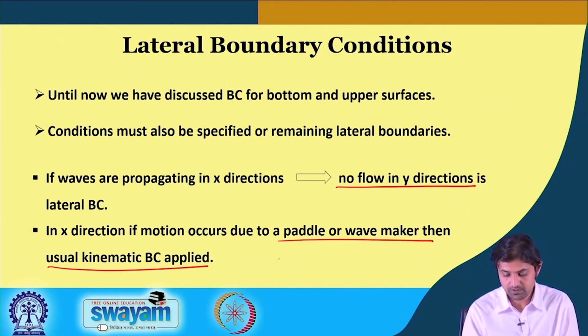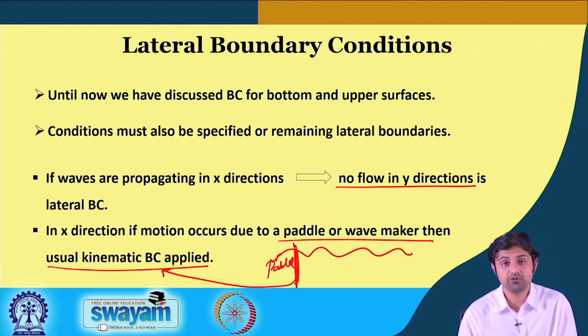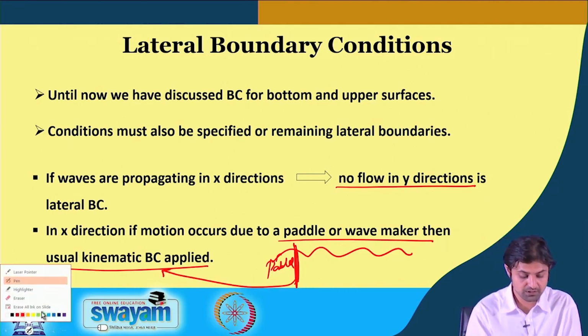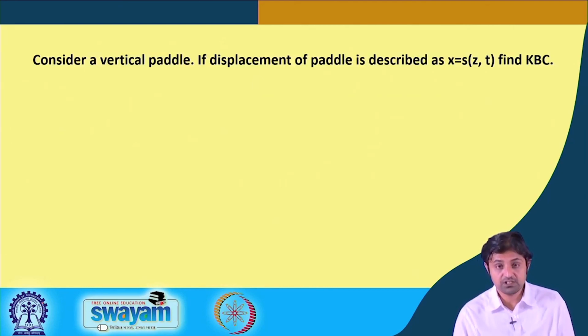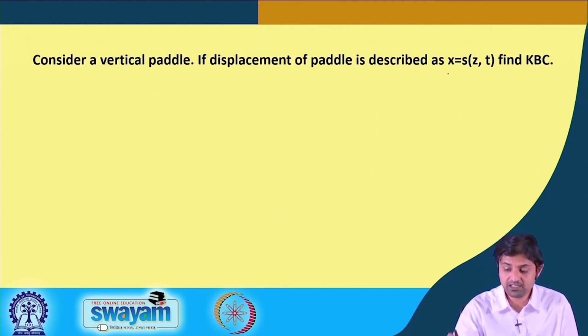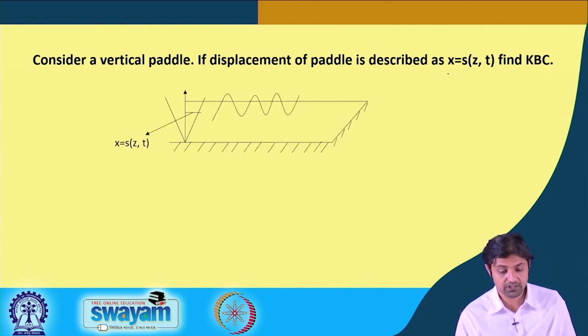So, the waves are being generated here, right. Due to a paddle here, the boundary condition at this surface we can apply similar to the kinematic boundary condition, no changes. So, consider a vertical paddle. If the displacement of the paddle is described as x is a function of z, comma t, the question is: find the kinematic boundary condition.